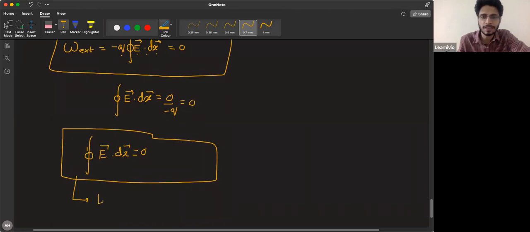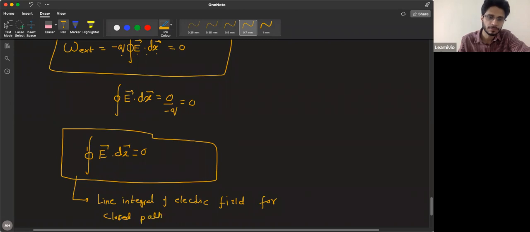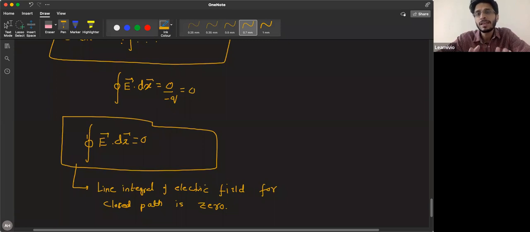We call this term the line integral of electric field. For a closed path, it is 0. So that's the third property of electric field: if you take the line integral of the field, meaning you take the field, take a dot product with a small path element and integrate it over a closed path, then that line integral of electric field over a closed path is always 0.